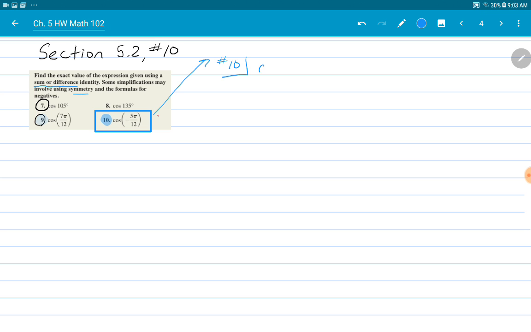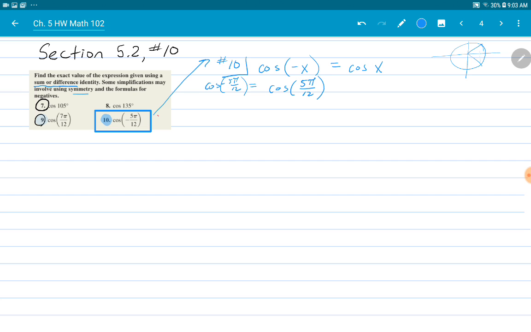And I know that cosine of negative x equals cosine of x, because I remember that symmetry of the circle. If I go up or if I go down, I still get the same x value. So cosine of negative 5 pi over 12 equals cosine of 5 pi over 12.